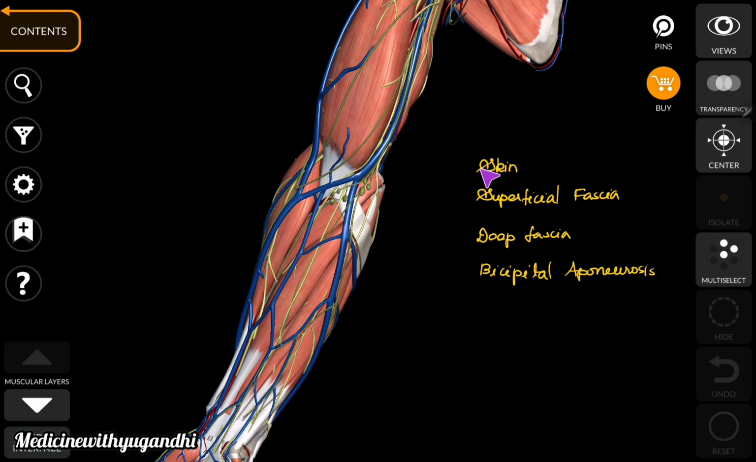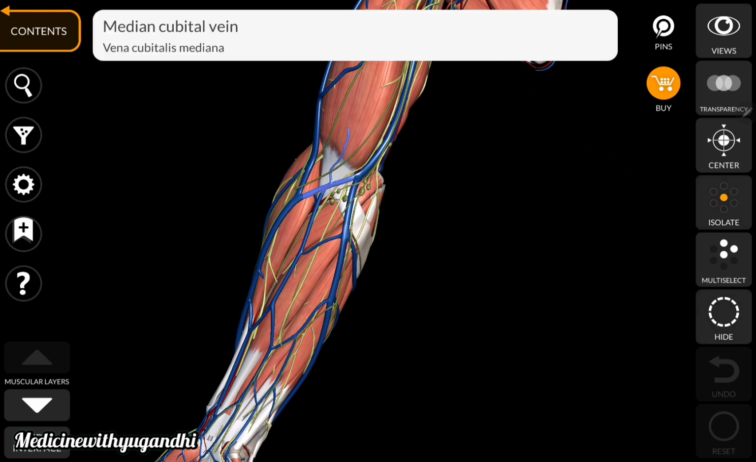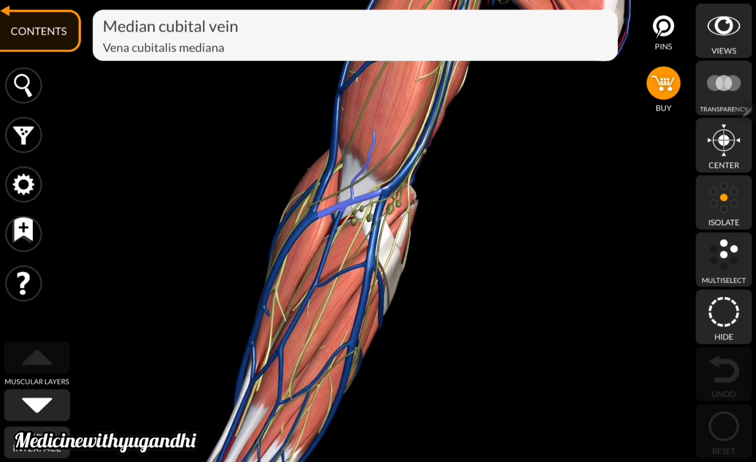There is nothing much more to discuss about the skin, deep fascia, and bicipital aponeurosis, but the superficial fascia has some contents within it. Let us look into it. The contents of the superficial fascia are: first one is the median cubital vein. Here you could see this one is the median cubital vein. It connects the basilic vein with the cephalic vein.